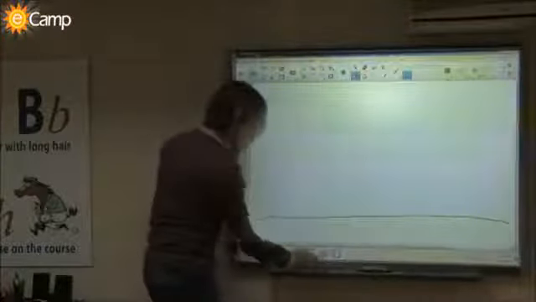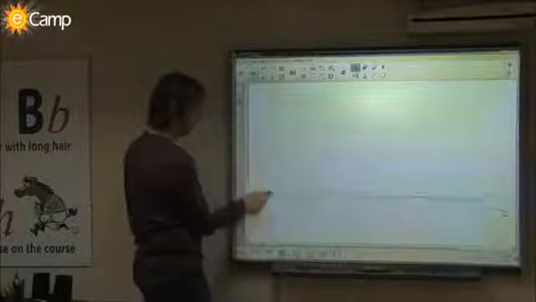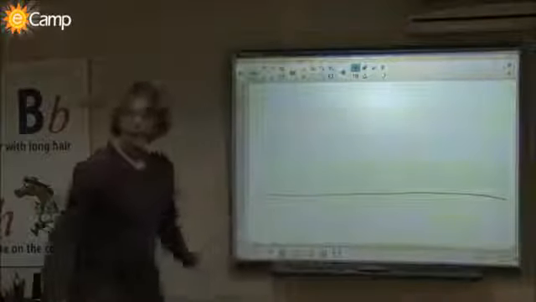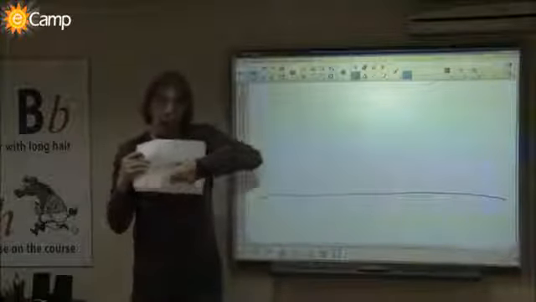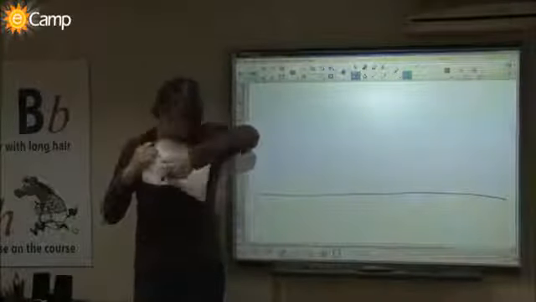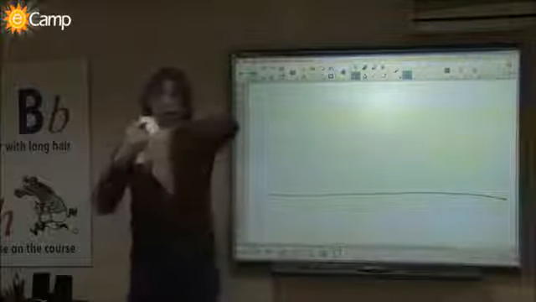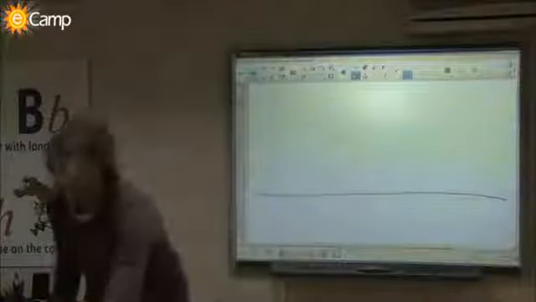Okay, let's just move up a bit. There we go, like that. And leave yourself enough space at the bottom of the page so you can write underneath. Don't draw it right at the very bottom. Leave about a third of the page uncovered.